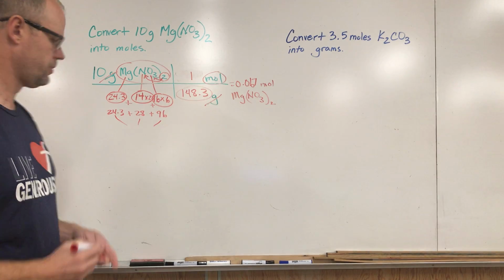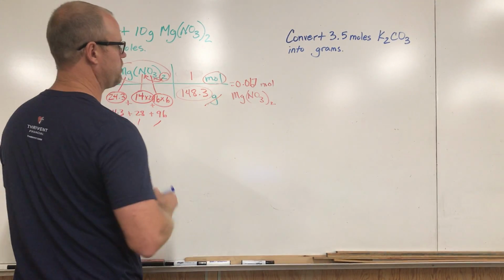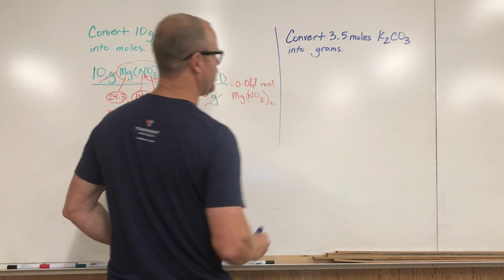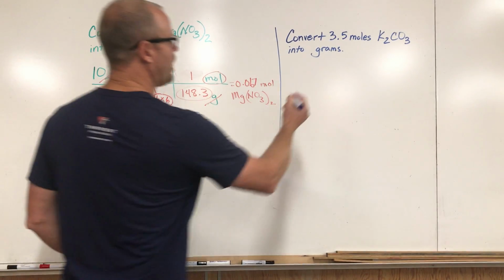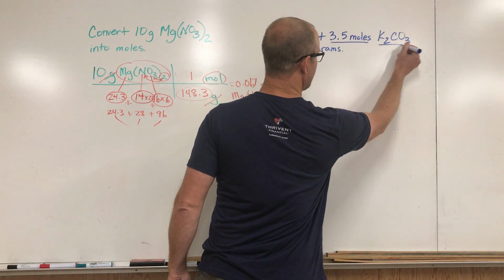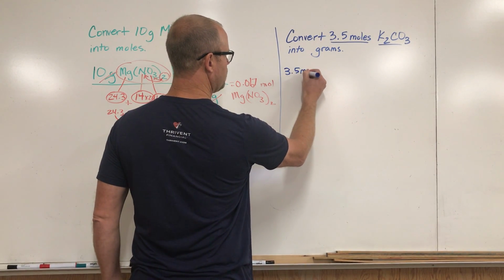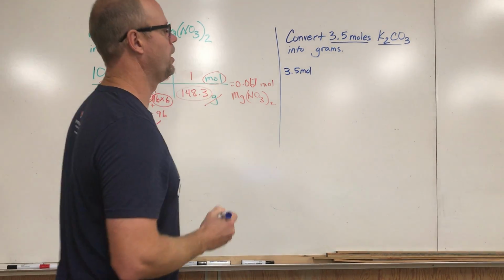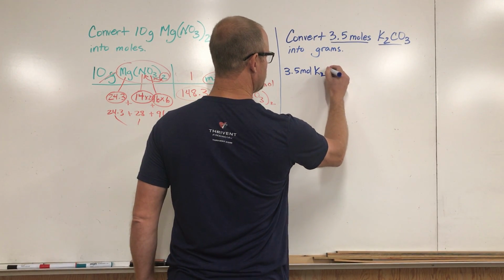Grams into moles. Now let's take a look at the one next to it, because this is going in reverse, and you have to be very careful when you read that you recognize which situation you're dealing with. Like, which direction am I going? Here we have 3.5 moles. That's our measurement, and it's of potassium carbonate. So I'm going to write down 3.5 moles, and we can just abbreviate it with MOL of K2CO3.